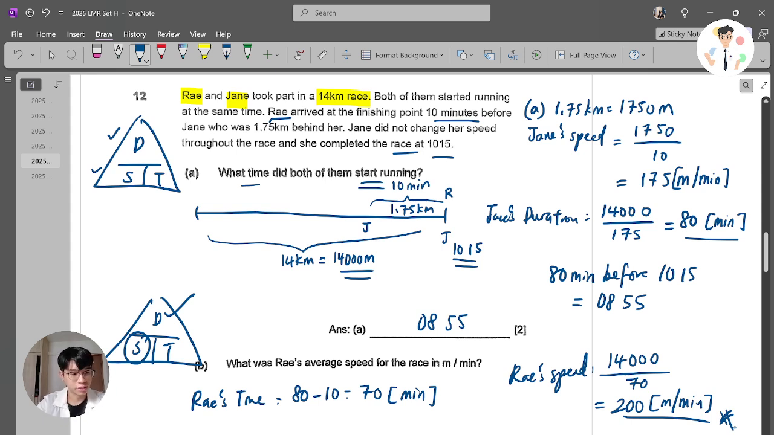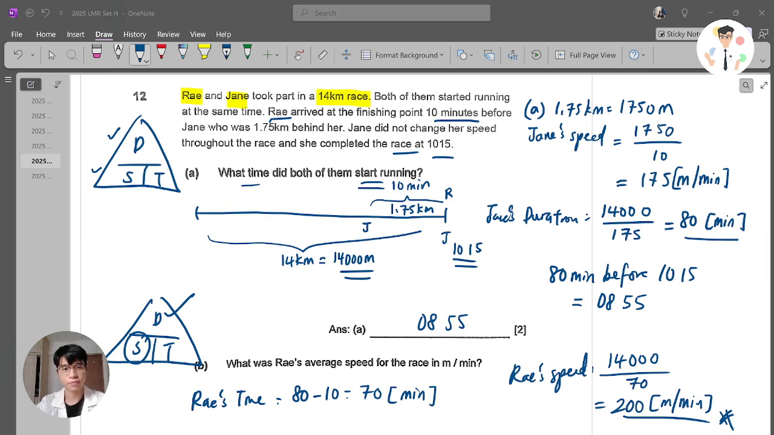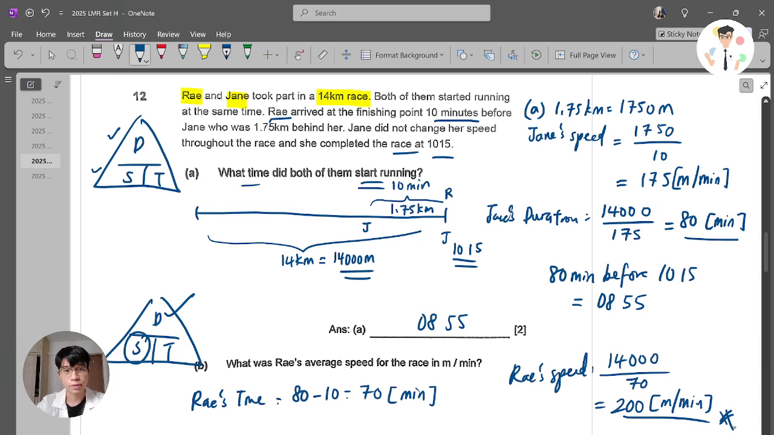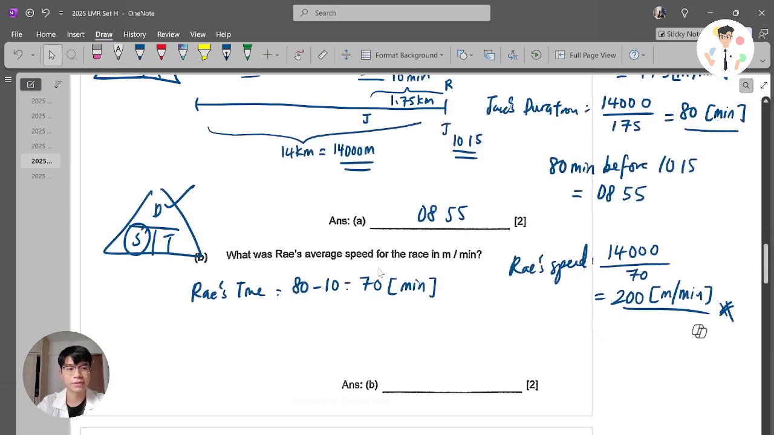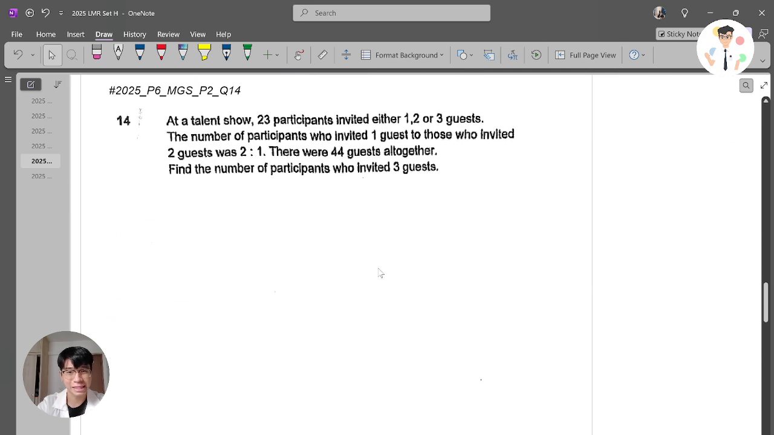So far so good. Is it very difficult? I think it's still okay. Okay, let's move on to the next question. And perhaps this question will be slightly more difficult, I guess.